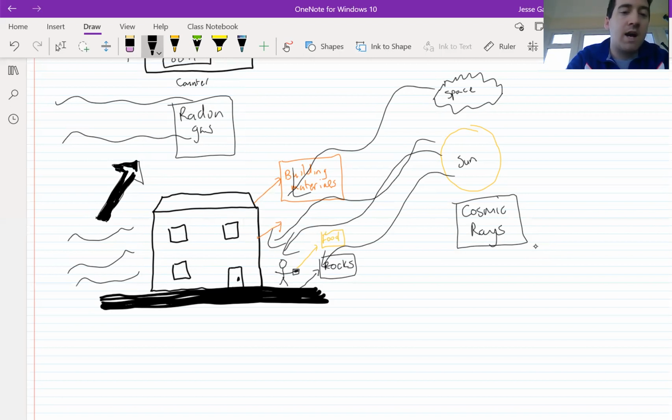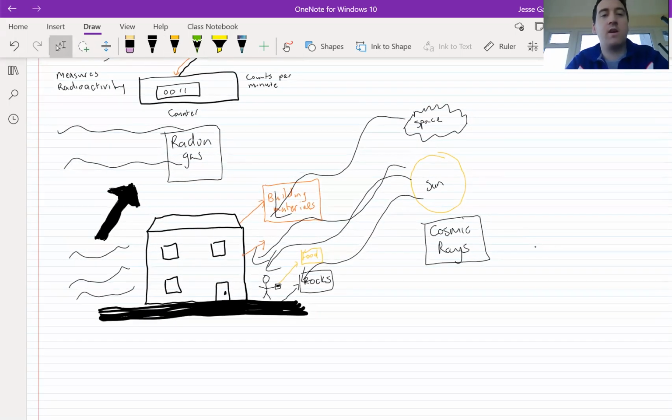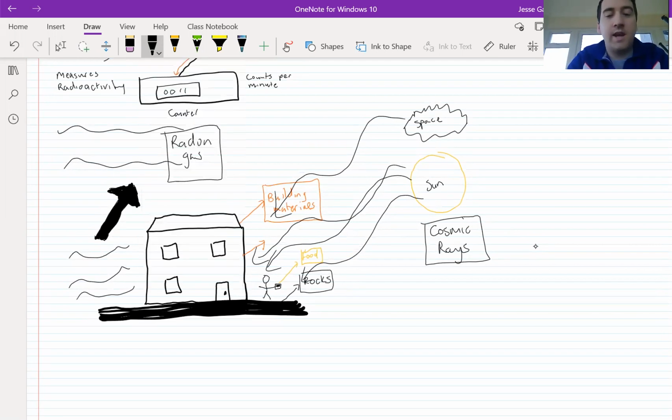This is why most houses now, when they're built, have to have a radon test done to see if it's collecting in high concentrations in your home. If it is, then you need to do something about it. You need to install a special pump, which pumps radon out of the house, because it's a major source of this low-level radiation.